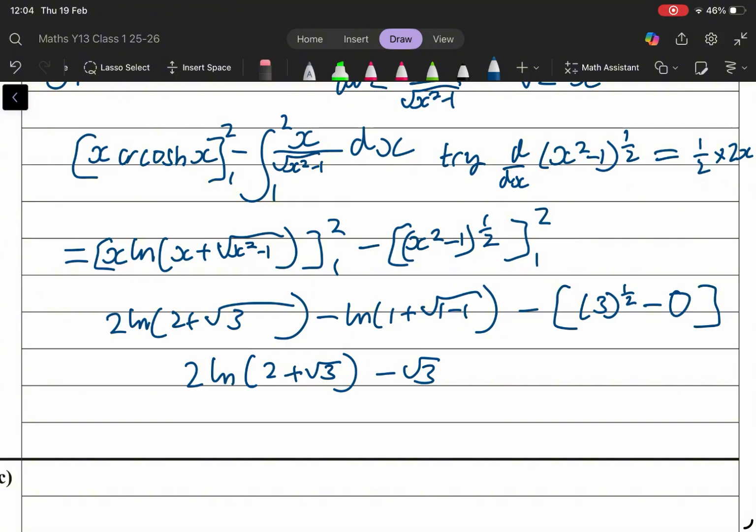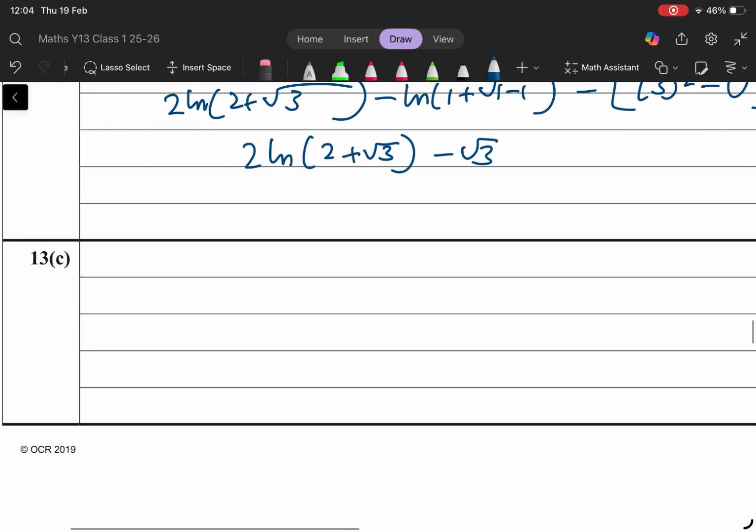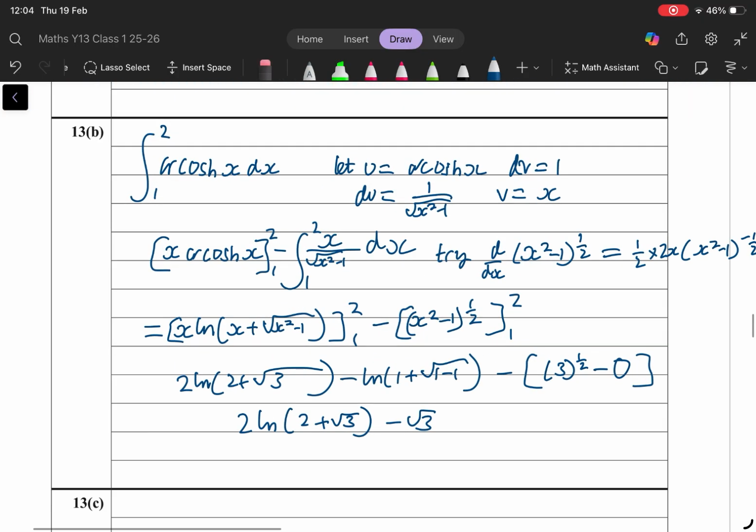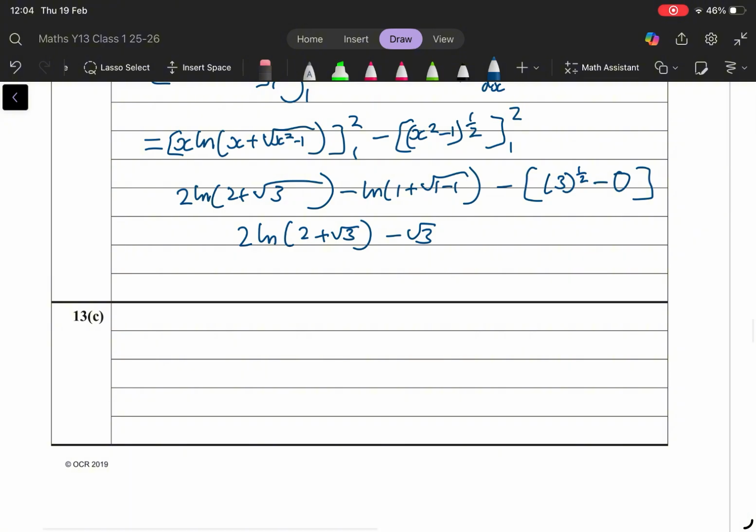Is that an exact ln form? I mean logarithmic form, I feel like that's fine. There we go. I probably might have made a mistake there, but I'll get the method marks.